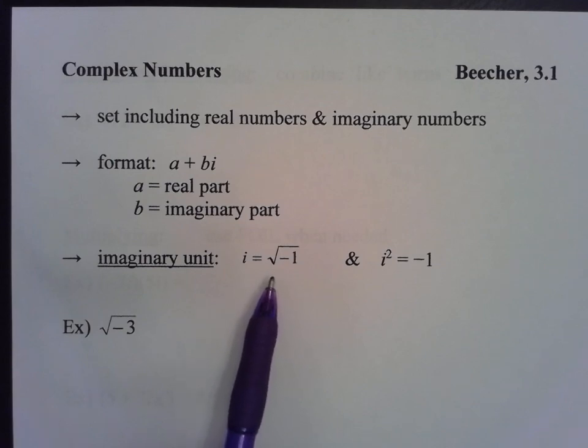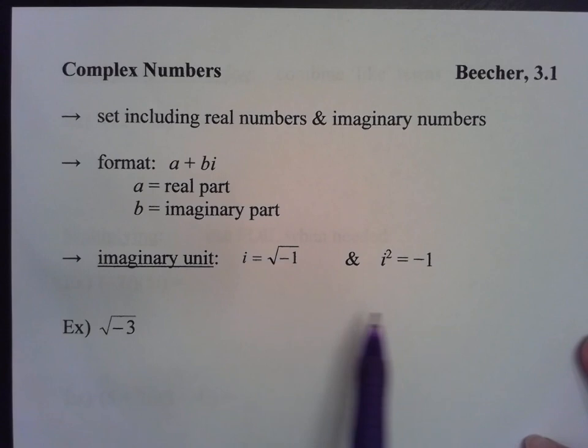Because i is the square root of -1, if we were to square both sides, squaring a square root symbol, right? The square and the square root are opposite operations, so they would cancel each other out. So anytime we see i squared, we can replace that with a -1.